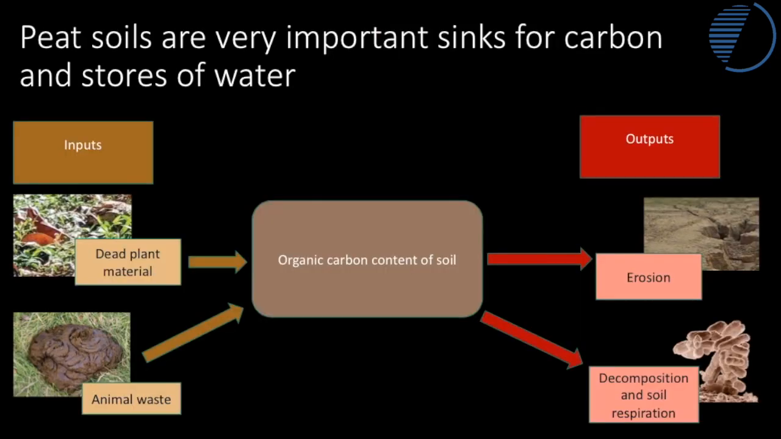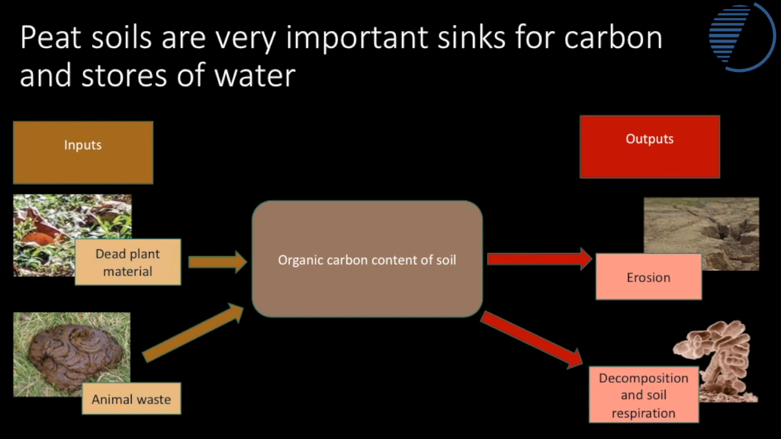Peat soils are very important sinks for both carbon and water, and this is where the carbon cycle and the water cycle interact in a peat soil. Peat soils are ones in which we have an input of organic matter which greatly exceeds the output. And there are a few reasons for that.